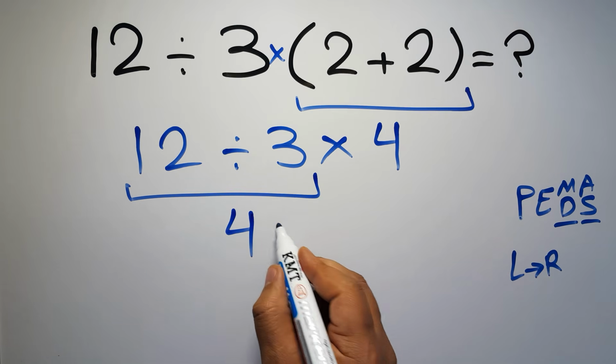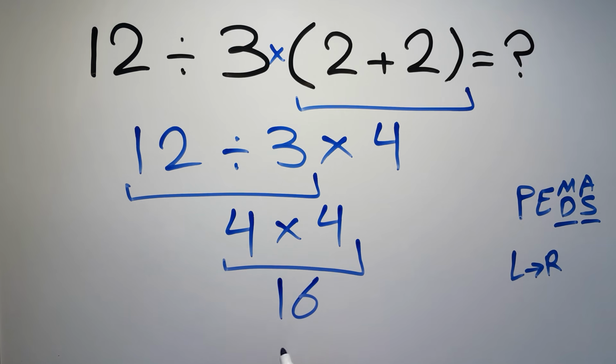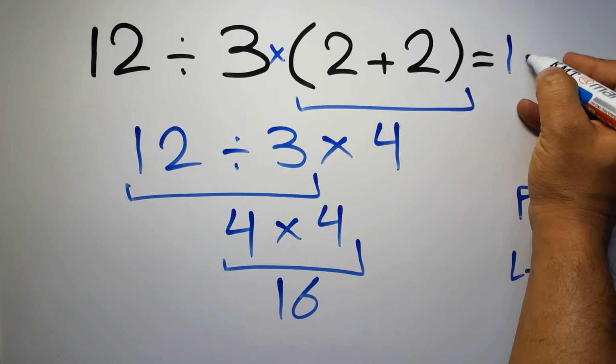So 4 times 4 gives us 16. And this is our final answer to this problem. The correct answer is 16.